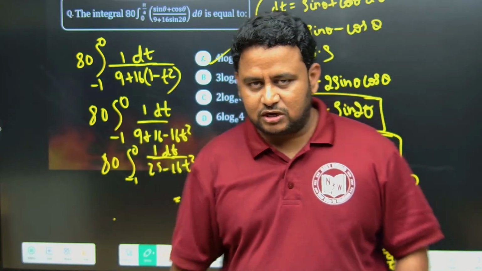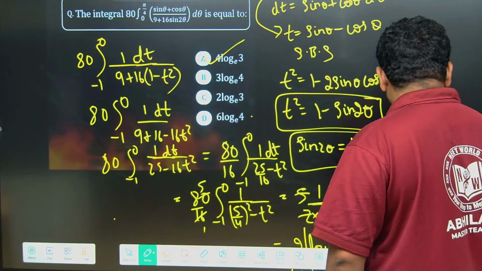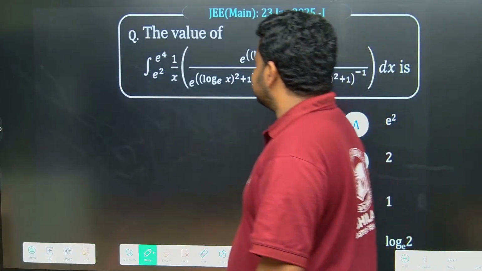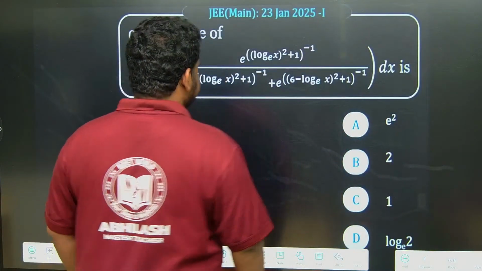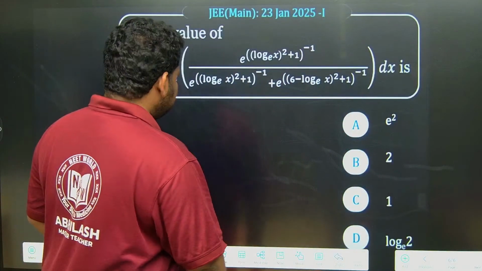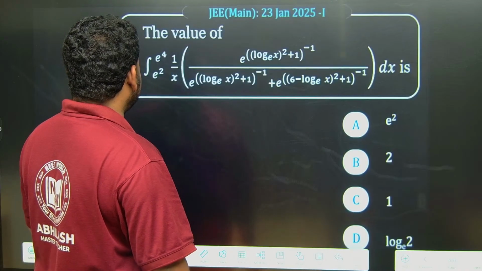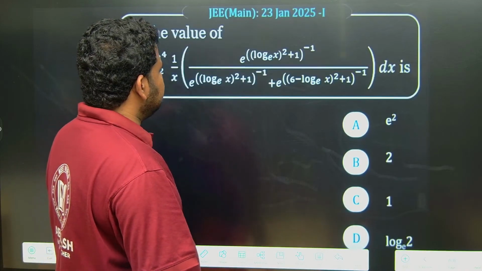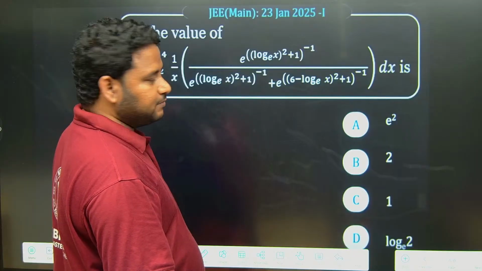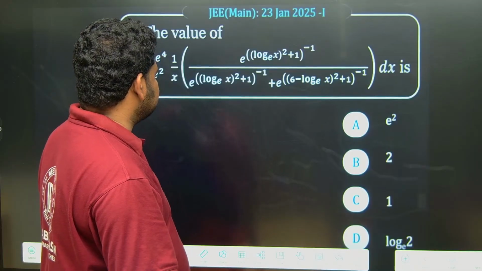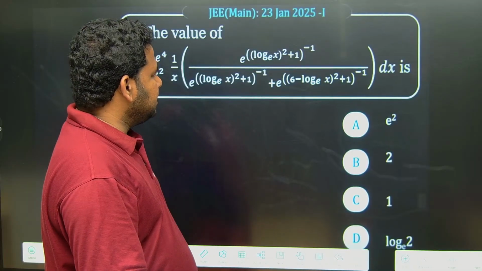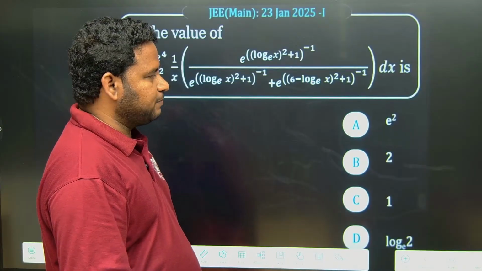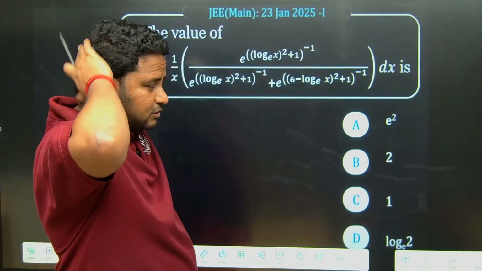One more question let us solve. Let us have a look at this question. They are asking us the value of the integral from e square up to e power 4 of 1 by x, e power log of x square plus 1 to the power of minus 1, e power 6 minus log x square plus 1 to the power of minus 1, dx. This is the question that they are asking.